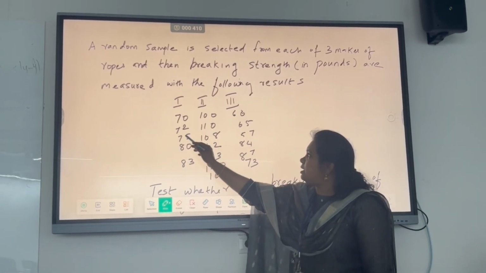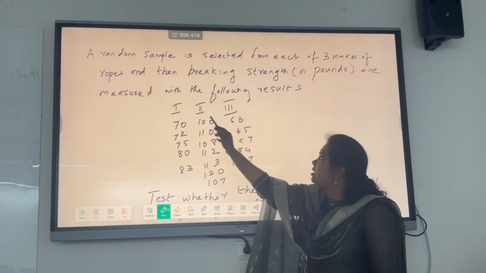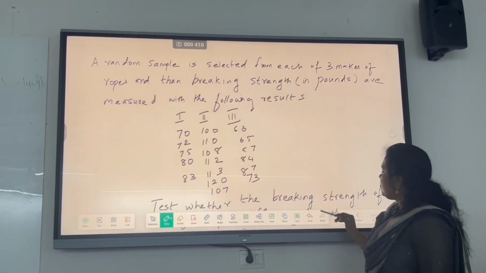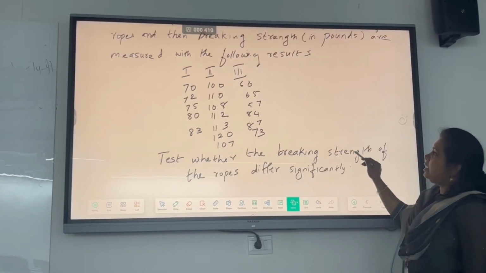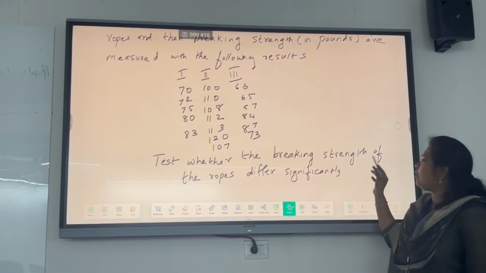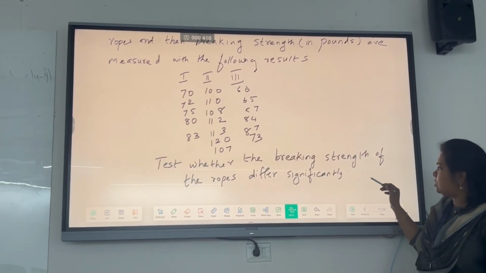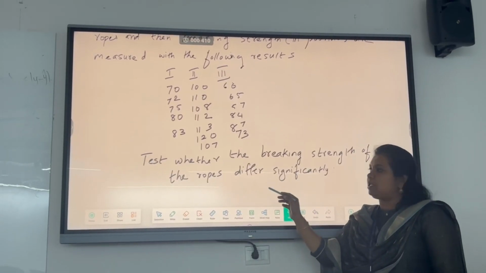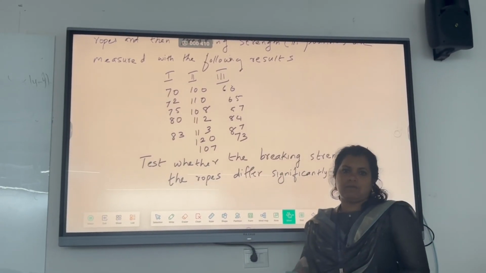First one is 70, 72, 75, 80, 83. Second one is 100, these values. And similarly the third one. The question is, test whether the breaking strength of the ropes differ significantly. So we can easily say that, as the problem is mentioned here, one-way classification is given in the question.